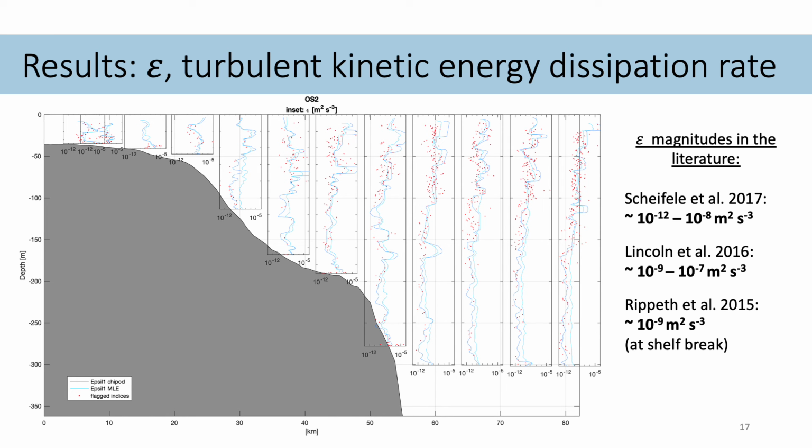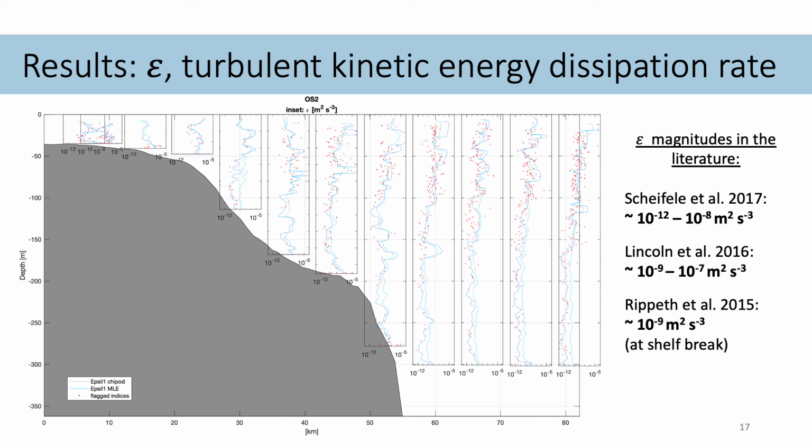Now here's an example of some results. These are epsilon profiles for one section near Barrow Canyon. The solid gray is the bathymetry, and you can see that it drops off at the shelf break. On each profile, the two blue curves give epsilon from each method. They differ in magnitude at times, but generally they follow the same shape. The red dots show indices that were rejected based on low fall speed, and also on our own measure of fit.